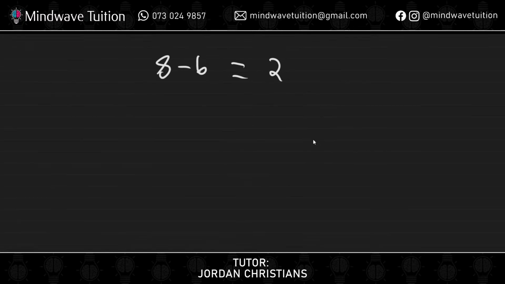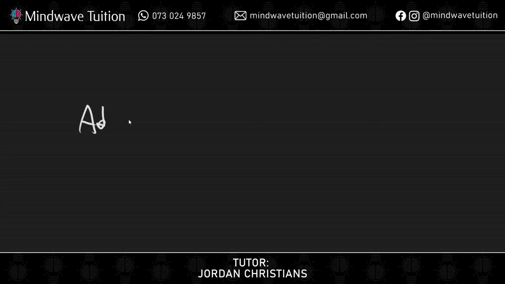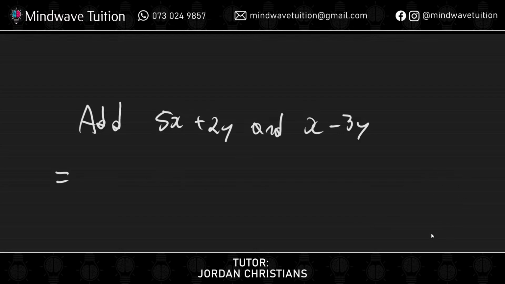Okay, so let's do a few examples. Let's say add 5x plus 2y and x minus 3y. So if we add these two, again with addition it doesn't matter really the order that you place it in, just that you make sure to add them correctly. So there's two ways we can do this. We can either do it in one line, or we can do it in the addition format of just writing things on top of each other.